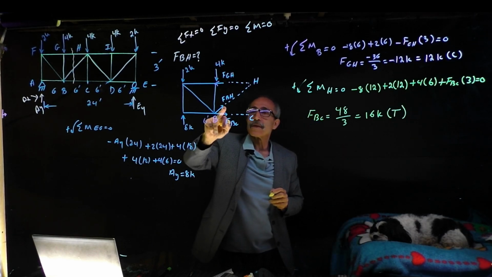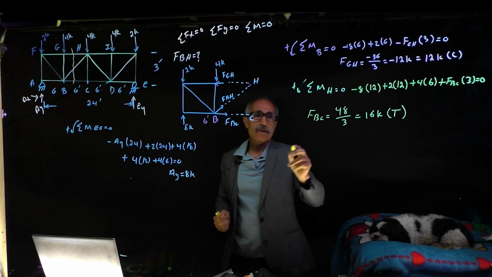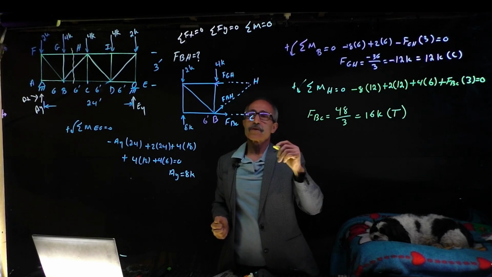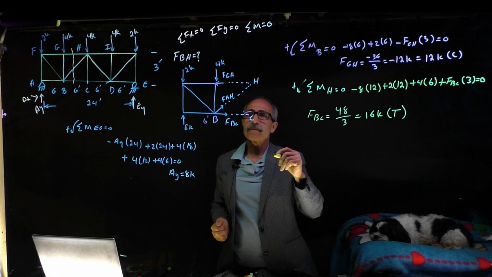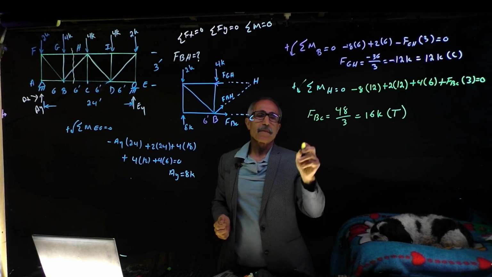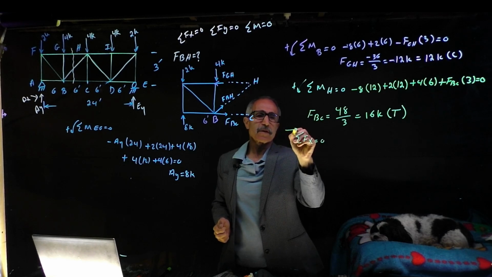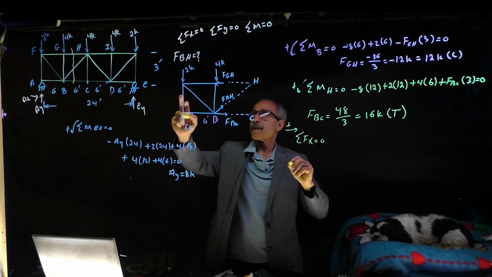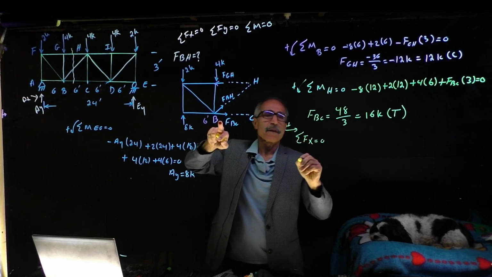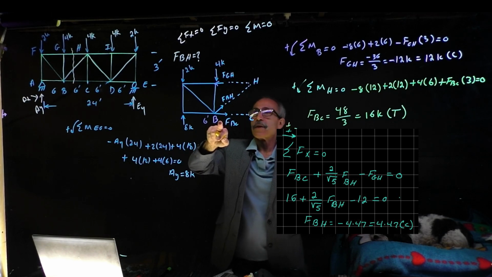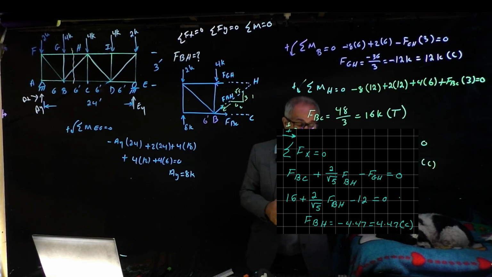And all that's left is this one, so we can go ahead and do summation F_X or summation F_Y, it doesn't matter, and you can solve that. If I do summation of F_X is equal to 0, going right is positive, I have nothing, nothing, nothing, so we'll stay with that. And that's going to be 16 kip. And then I have nothing here. And so this is how it's done.